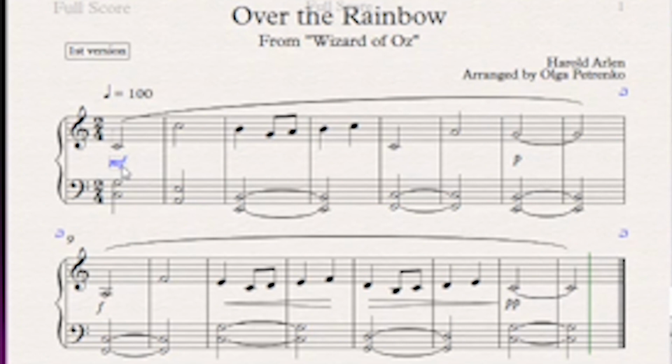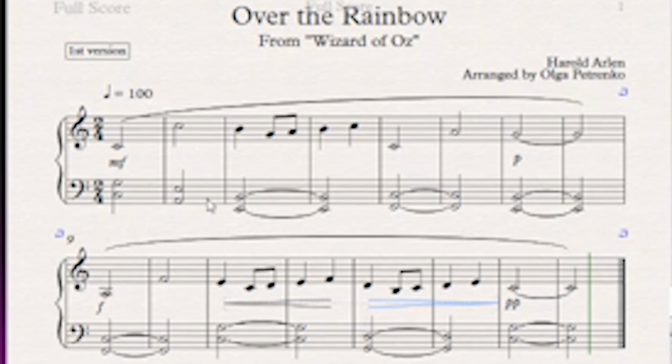I also see some dynamic signs. MF stands for mezzo forte and means to play moderately loud. P stands for piano and means to play quiet or soft. F is forte and it means to play loud. PP is pianissimo, very soft. Here is crescendo, when we gradually play louder until we see diminuendo, or decrescendo, and play gradually softer.